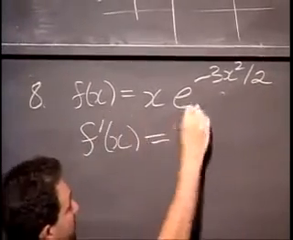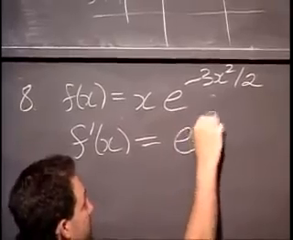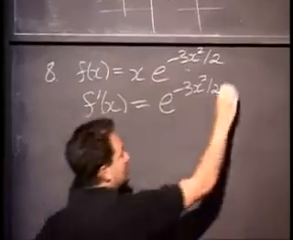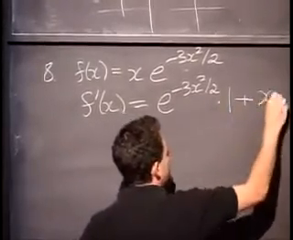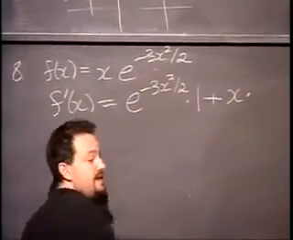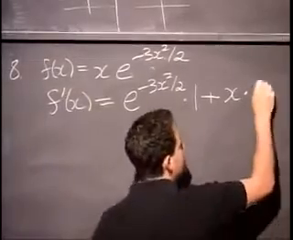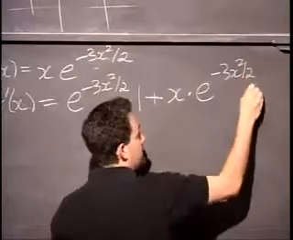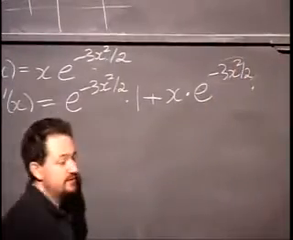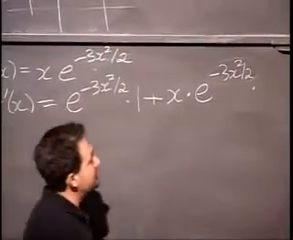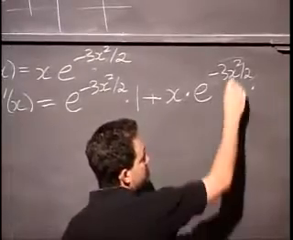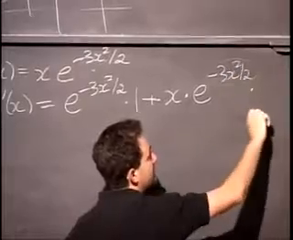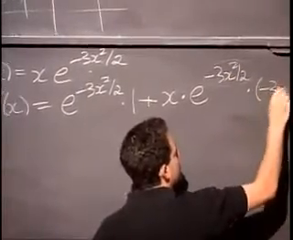The derivative of this is the first term, e to the minus 3x squared over 2, times the derivative of x, plus x times the derivative of e to the something. Well, the derivative of e to the anything is just the same thing, but then you have to multiply by the derivative of this. And the derivative of this is minus 3x, because 2x over 2, the 2's cancel out. So you'll get minus 3x.